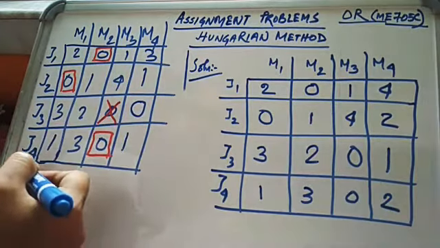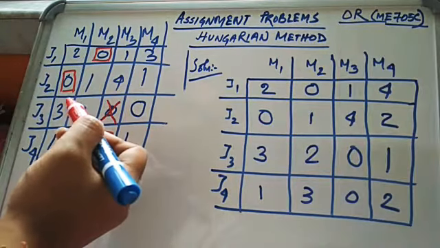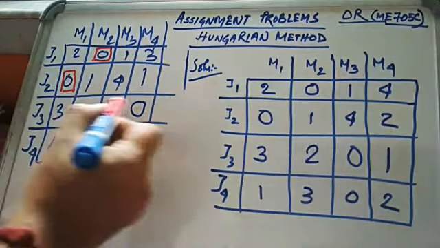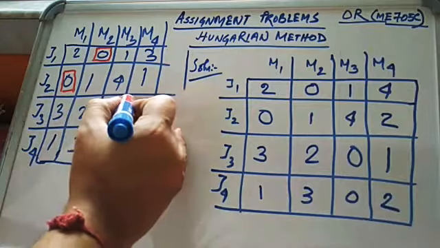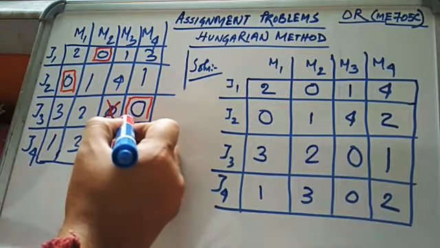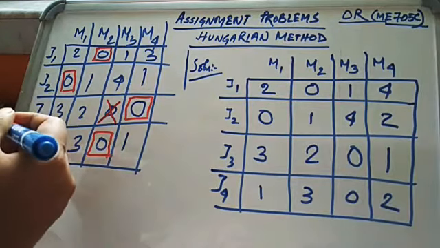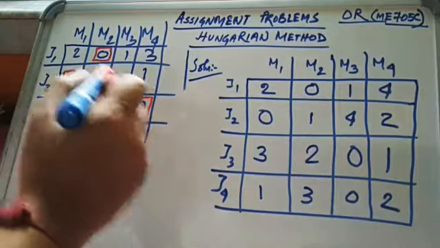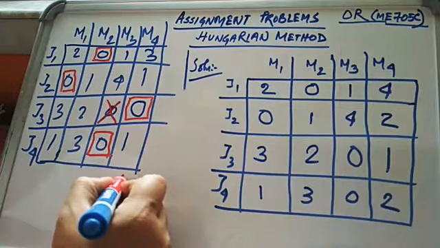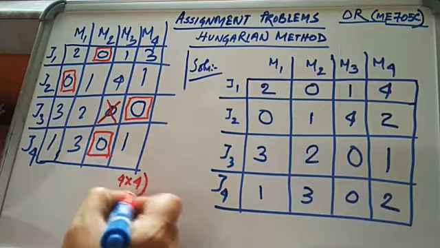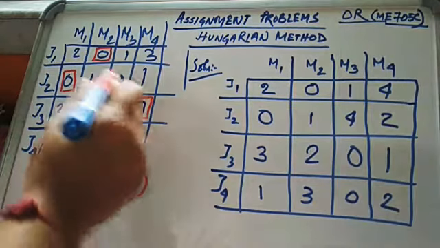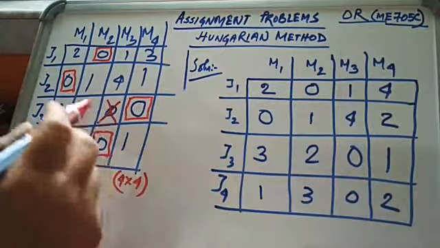Okay. Now again come to assign. Now look at this row. This row has only 1 zero and you can assign it, very good. You can assign it over here. So look, this is a 4 into 4 matrix, and you have 4 assigned values. That means we have assigned all the jobs.